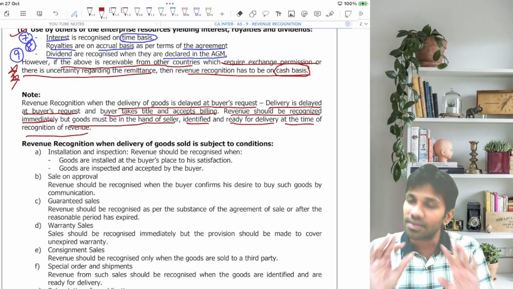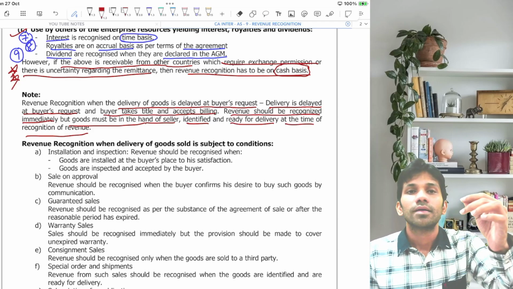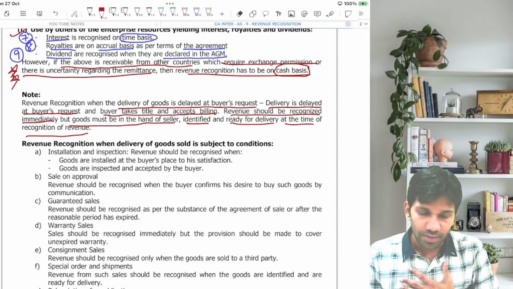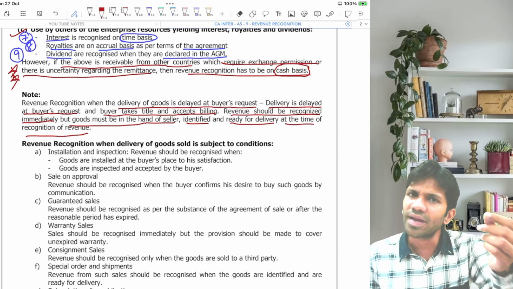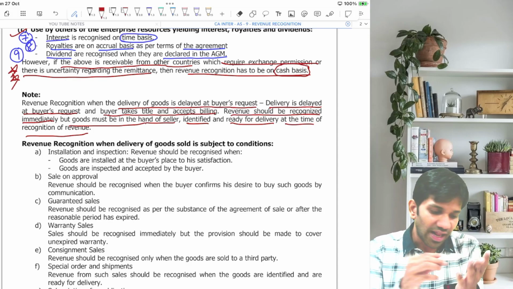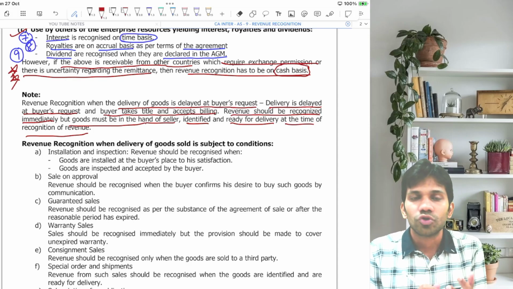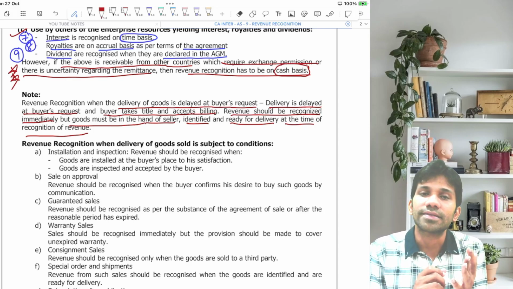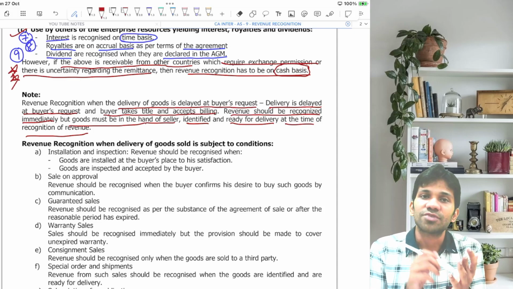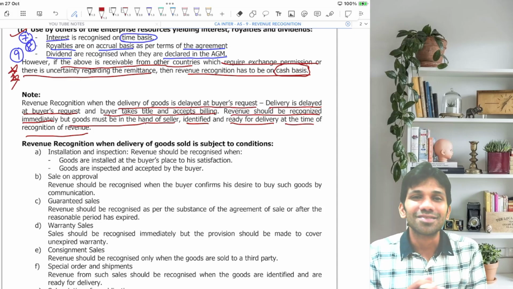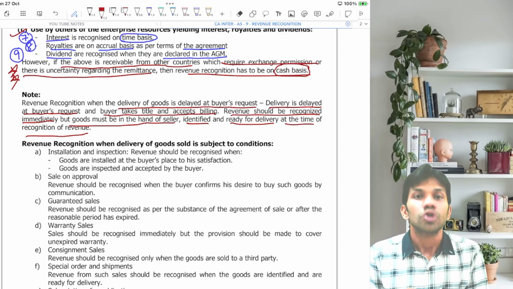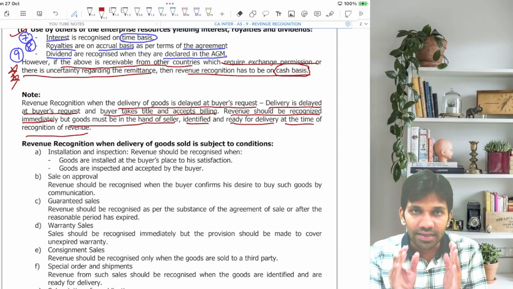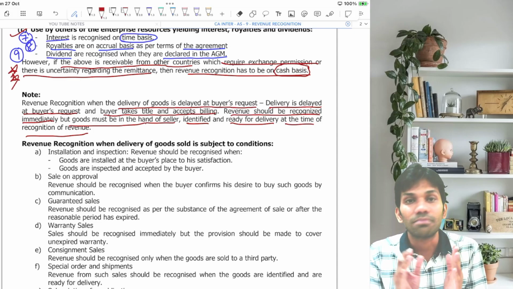I'll give you a simple example for this. Guys, if you have purchased goods from me, we have done the billing, everything. You have made the payment also. I've prepared an invoice in your name. So can I say I've transferred all the risk and rewards to the buyer? I've transferred the title also to the buyer. But the buyer says, sir, I'm not here for 1 month. So can you keep these goods in your godown for 1 month? So this is a case of delivery of goods delayed at the buyer's request.